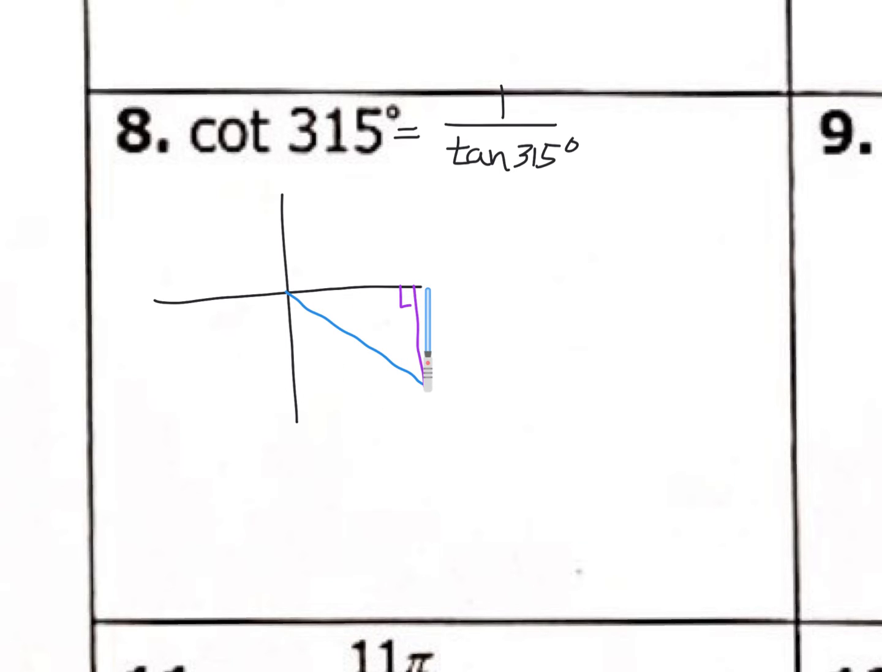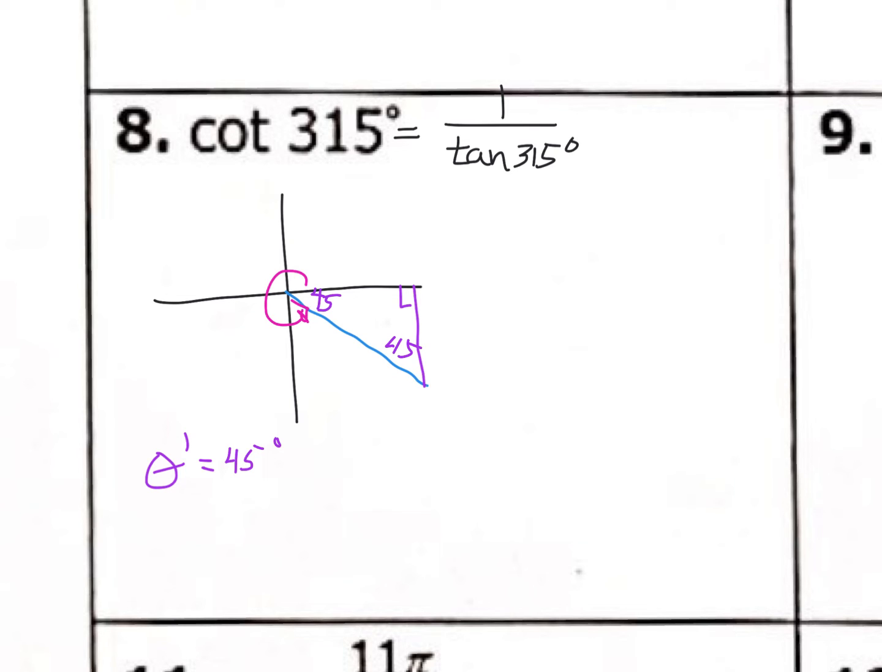So if this is 360, the difference from 315 to 360, because my angle, of course, goes from here to here, right? So that 315 degrees would be, again, 45 degrees. So theta prime is equal to 45 degrees. So we have a 45, 45, 90 triangle.